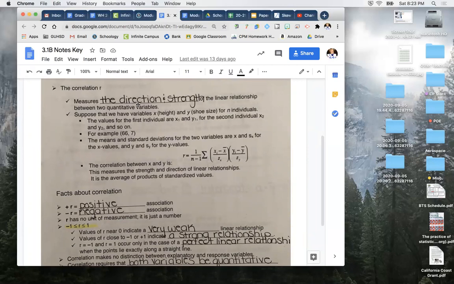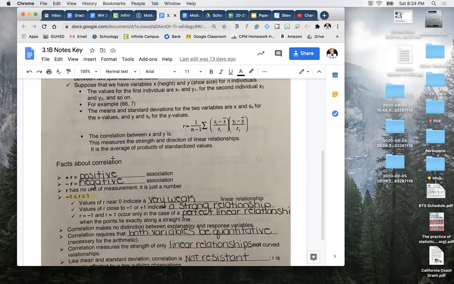Direction means a positive association or a negative association. The strength is going to tell us how strong a linear relationship is. I'll tell you what those ranges are. If it has a strong linear relationship, we're going to have R values that are close to 1 or -1. If it has a weak linear relationship, we're going to have R values that are close to 0. And again, I'll show that to you in a minute.